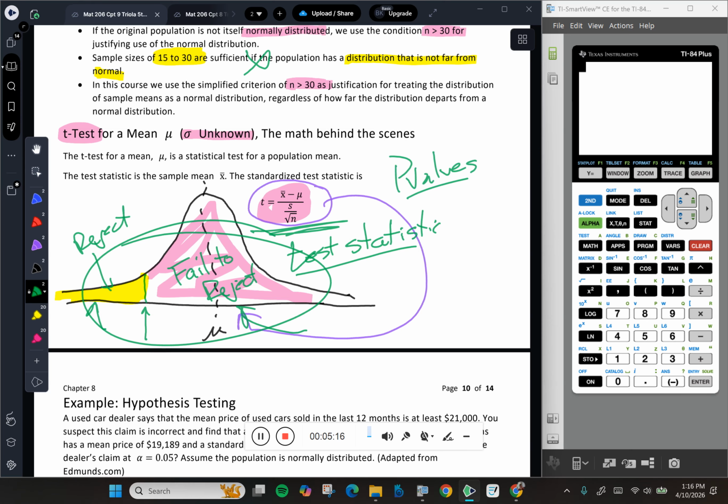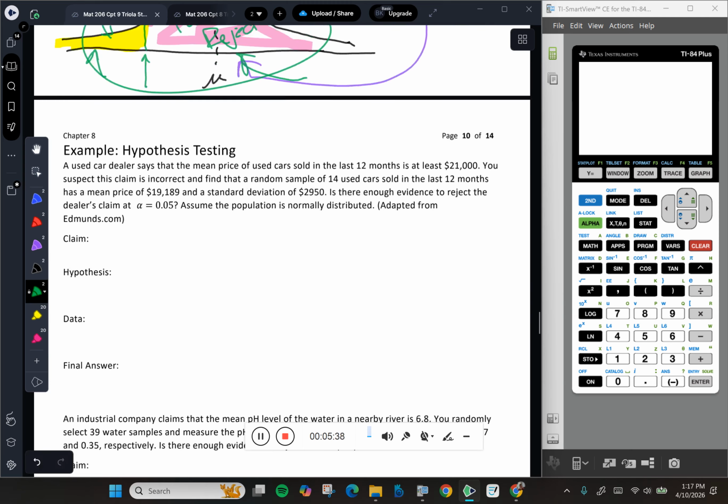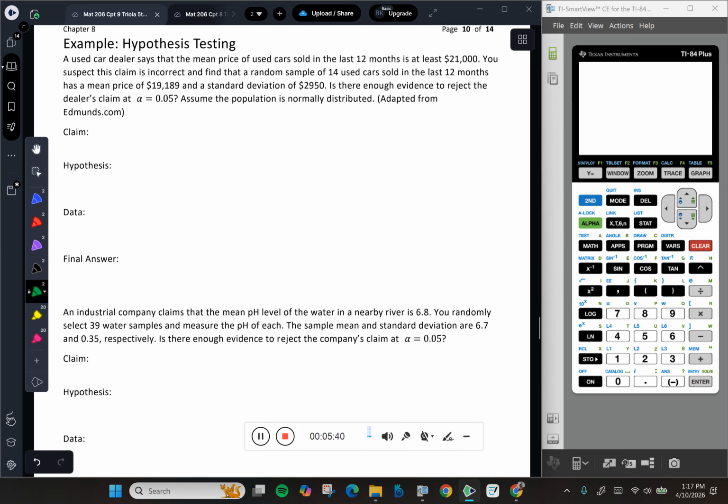If p is less than alpha, if the p is low, the null must go. We reject the null hypothesis. If the p is greater than alpha, we fail to reject. Right? It's pretty straightforward, very similar to what we did before. The only thing different is the ones in 8.1 were statements about population proportions. This is going to be a statement about a mean. All right, so let's just dive right into it and take a look at an example.